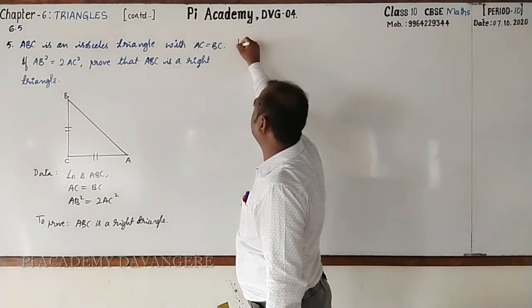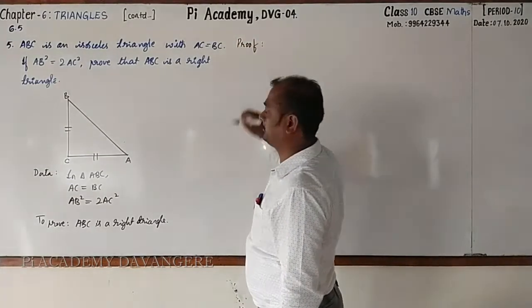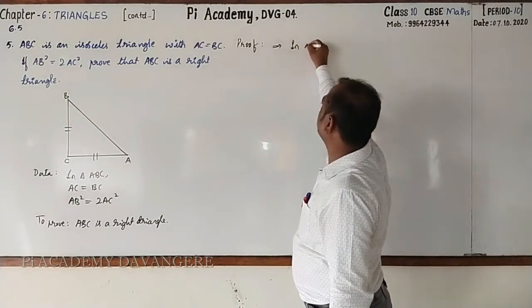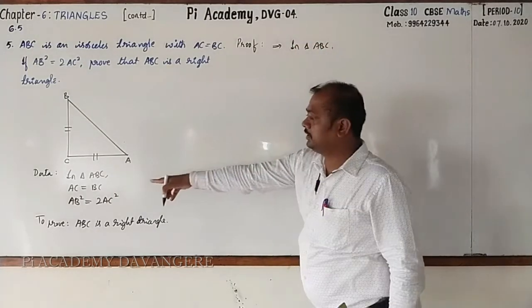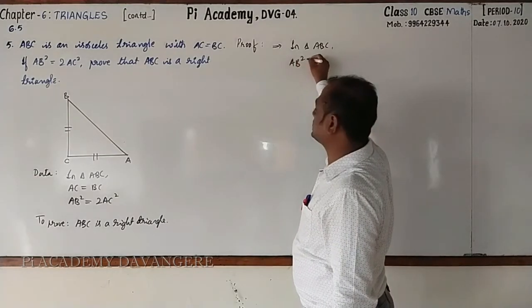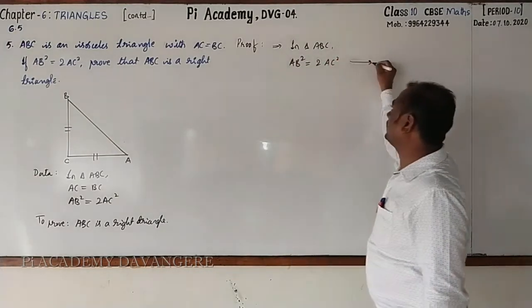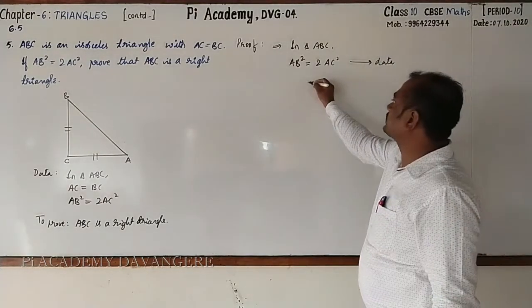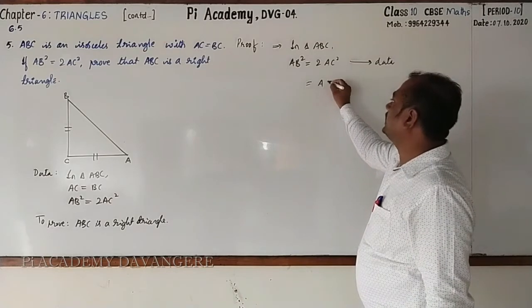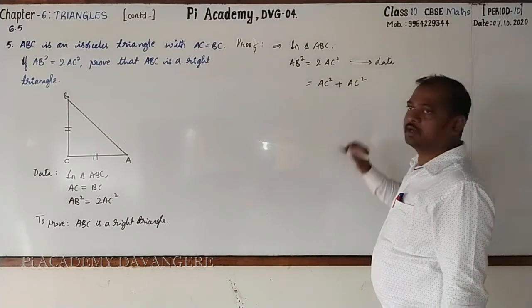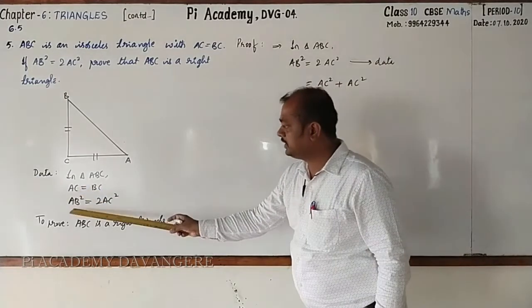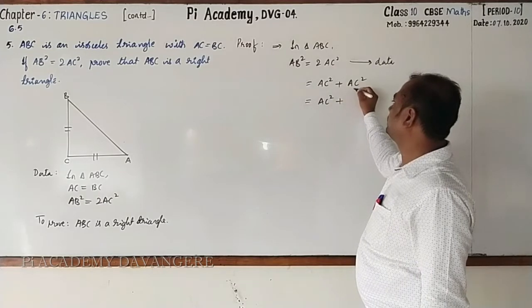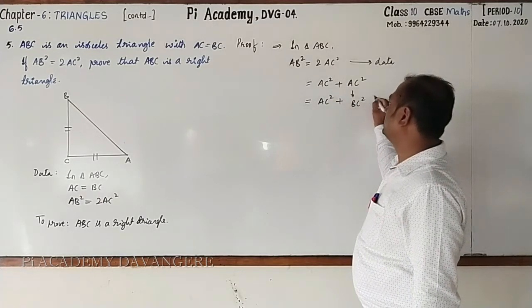Let's go for proving. Please write with me. In triangle ABC, it has been given that AB square equal to 2 times AC square, right? This has been written from data. 2 AC square can be written as 1 AC square plus 1 AC square. What is AC? AC is nothing but BC. Here I will substitute AC square as it is. In place of AC, I will write BC square.